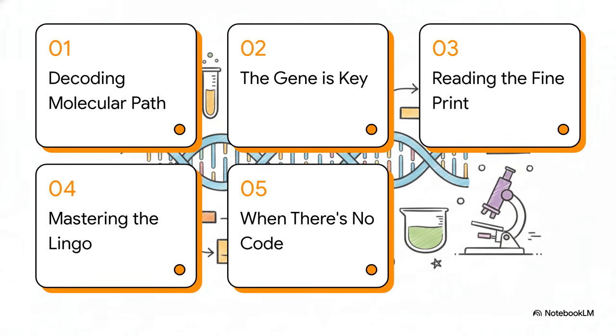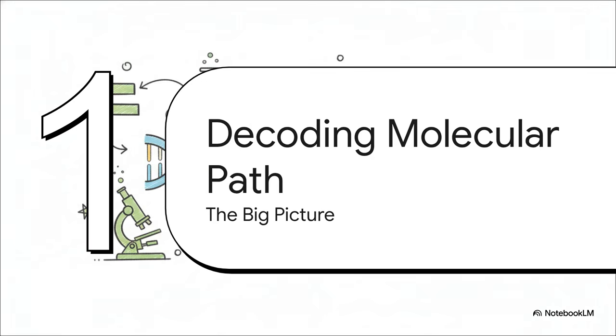So here's our game plan. First, we'll start with the big picture, just to get our bearings. Then, we're going to cover the single most important rule in all of molecular coding. After that, we'll dig into the nitty-gritty details. We'll learn some of the lingo so you can talk the talk. And finally, we'll map out what to do when you just can't find the code you're looking for. All right, first up, decoding molecular pathology.